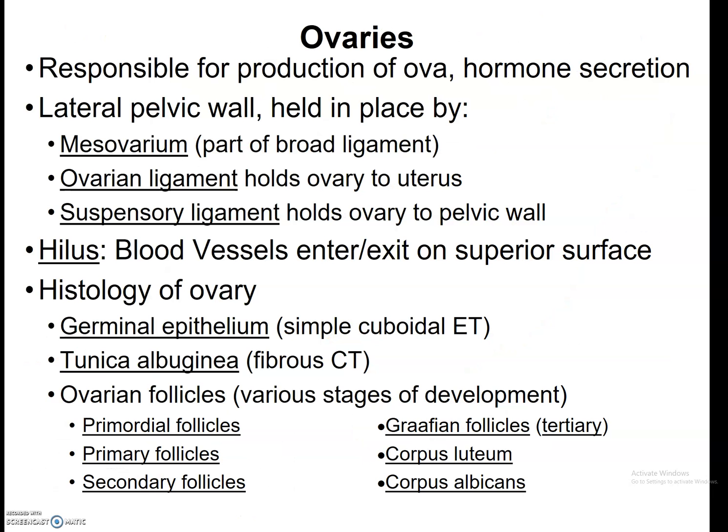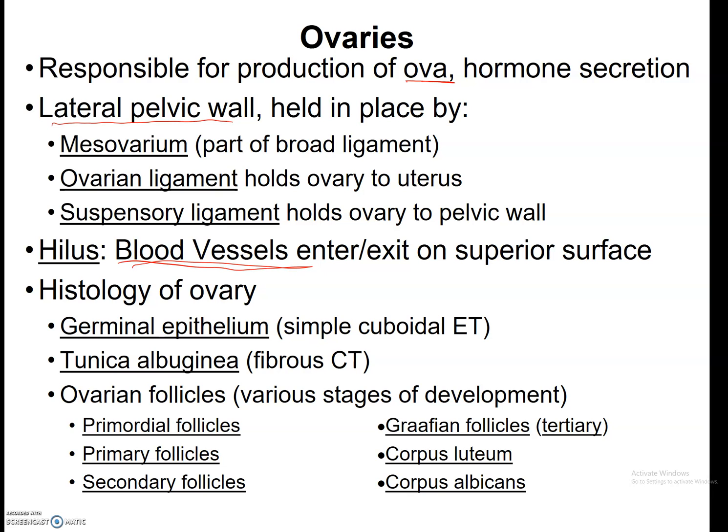So the ovary is responsible for the production of ova, but also the ovaries produce a couple different hormones. Probably the most famous is estrogen. The ovaries are housed in the lateral pelvic wall, and they're held in place through ligaments, the mesovarium, which is part of the broad ligament, the ovarian ligament, and the suspensory ligament, which holds the ovary to the actual pelvic wall itself. The hilus contains lots of blood vessels to allow oxygenation and nutrients to get to the ovaries.